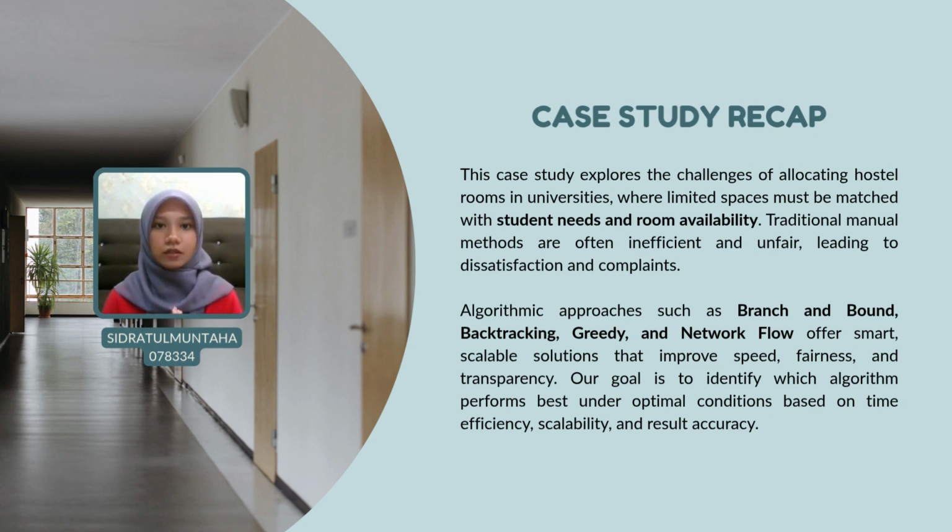Our group represents a case study for student hostel allocation. This case study explores the challenges of allocating students to hostel rooms in universities, where limited spaces must be matched with student needs and room availability. This includes preferences like room type allocations, requirements such as medical conditions and special needs, and constraints like roommate compatibility and accessibility. Traditional manual methods are often inefficient and unfair, leading to dissatisfaction and complaints.